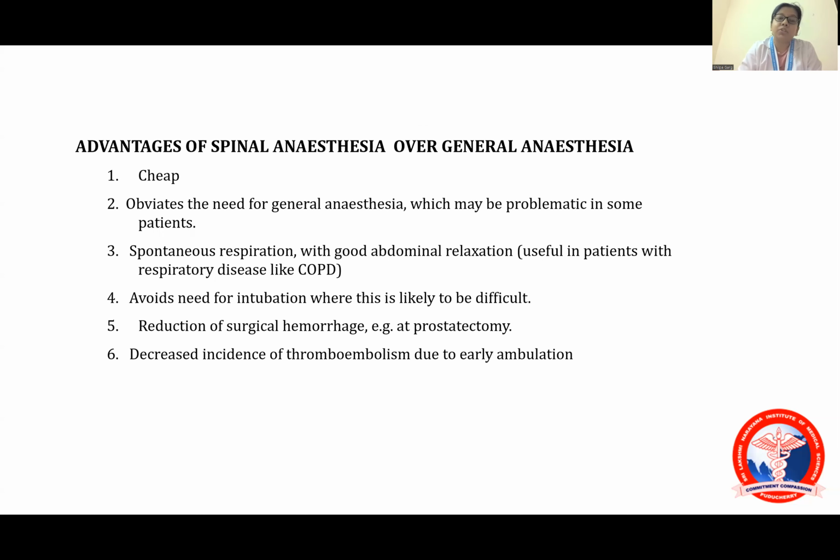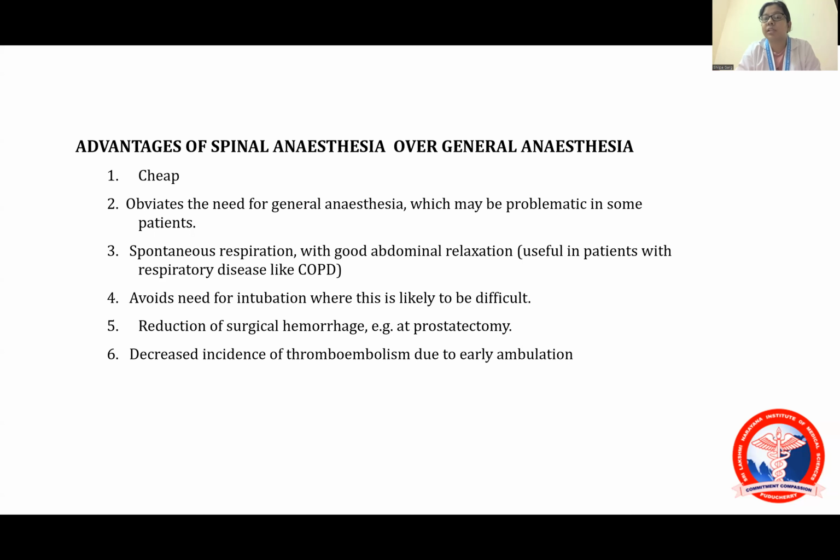Now, next are advantages of spinal anesthesia over GA. First, obviously, it is cost effective. Spinal anesthesia is cheap. Lesser amount of drugs, lesser modalities, lesser equipment are required in spinal. Spinal obviates the need for GA, which may be problematic in some patients. How? For example, in spinal, spontaneous respiration is maintained along with good abdominal relaxation.